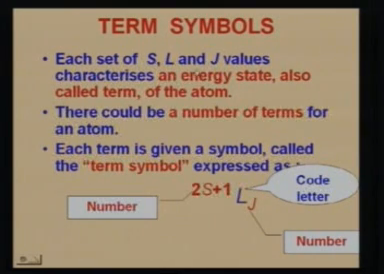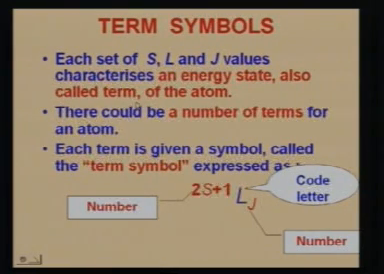So now once we have information about s, l and j values, then we are in a position to write down the term symbol. As you can see here, each set of s, l and j values characterizes an energy state, and this energy state is also called term of the atom. So term symbol actually is a symbol for the energy state, so that point has to be kept in mind. And for an atom, there could be a number of terms, as we will see later on. This was the reason responsible for the fine structure of the hydrogen atom spectrum.